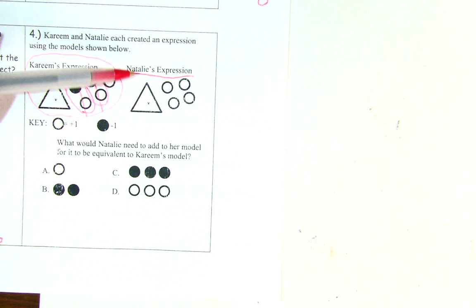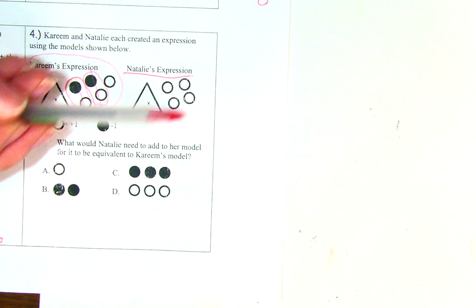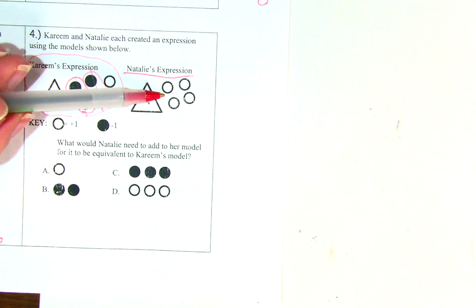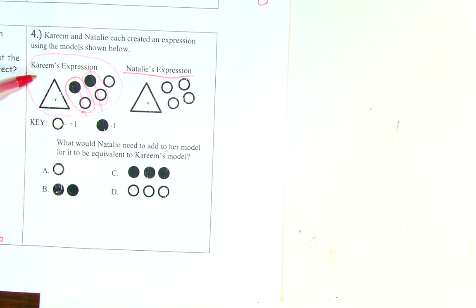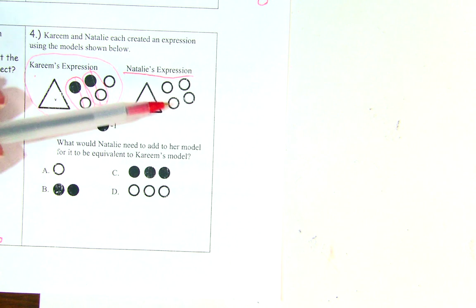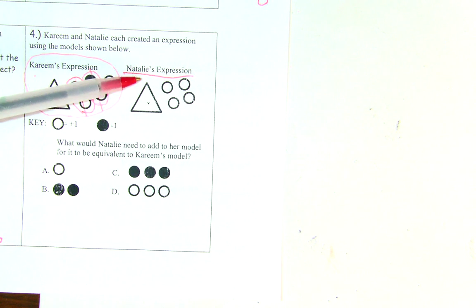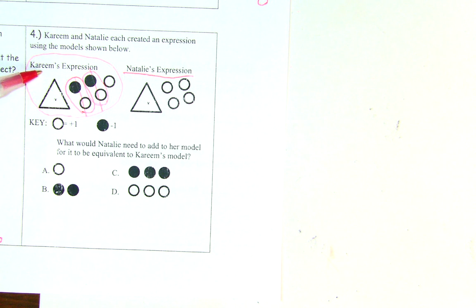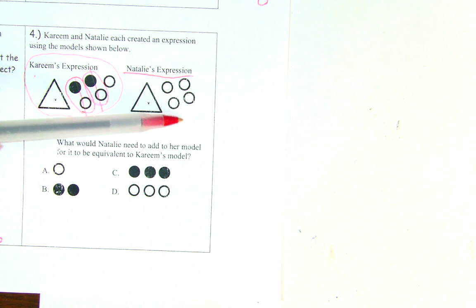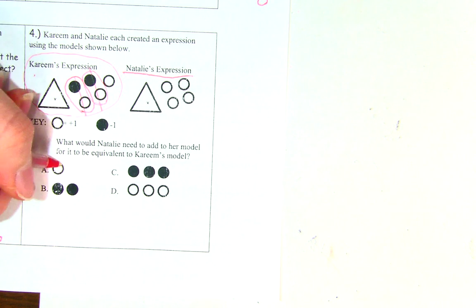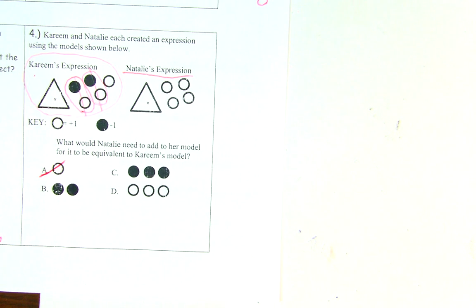So when I look at Natalie's expression, I see she has 4 positives, but I want to get her expression equivalent to Carmen's. So I would look at my answer choices to see how I am going to get rid of basically these 3 positives. When I look at answer choice A, if I add a positive, that's going to give Natalie 5 positives. So I know A is not my answer choice.